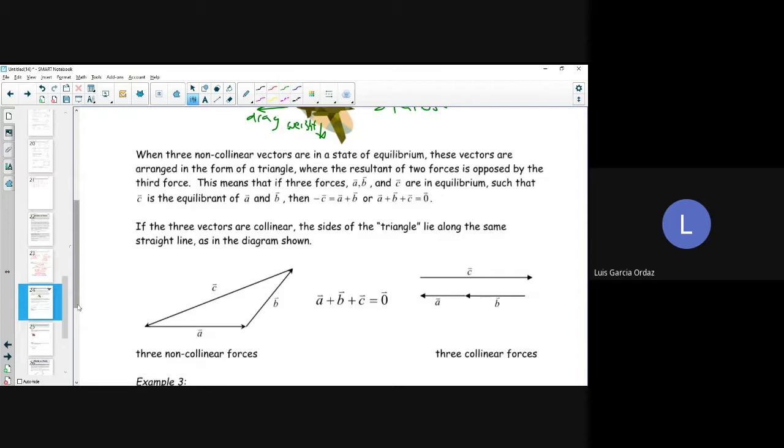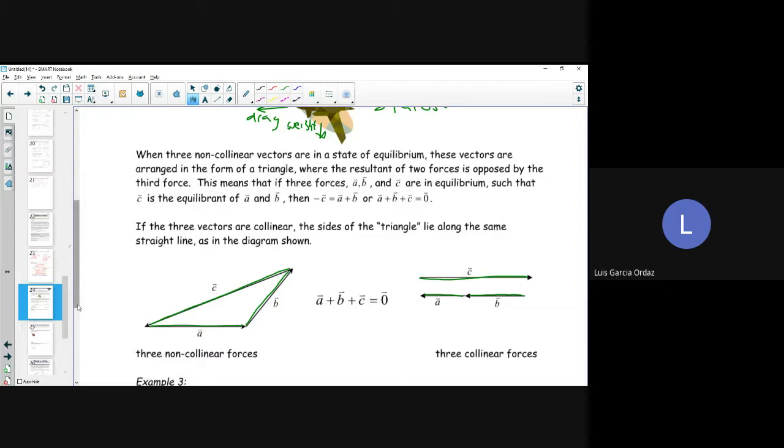So if the three vectors are collinear, the sides of the triangle lie along the same straight line, as in the diagram. So I have vector A and vector B going in one direction. However, vector C is going in the opposite direction of vectors A and B. So this is going to the right, which means that vector A plus vector B plus vector C gives me the zero vector. Okay.